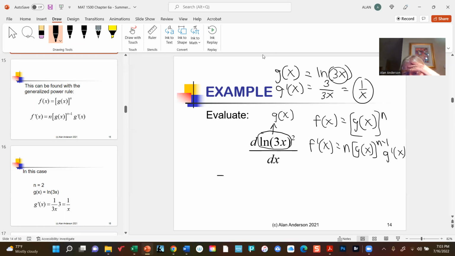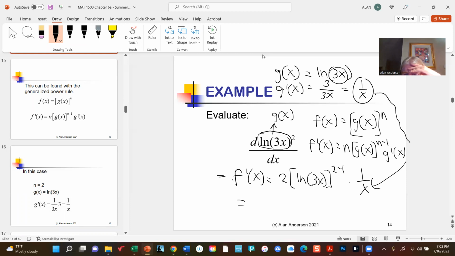So then we can come down here and say that f prime of x: now remember here, 2 is n, g of x is log 3x. We raise that to the 2 minus 1 power, and then we multiply this by 1 over x from up here. And so we ultimately end up with 2 log 3x all over x.